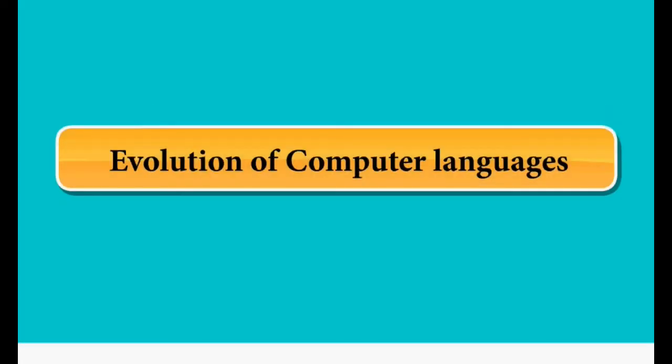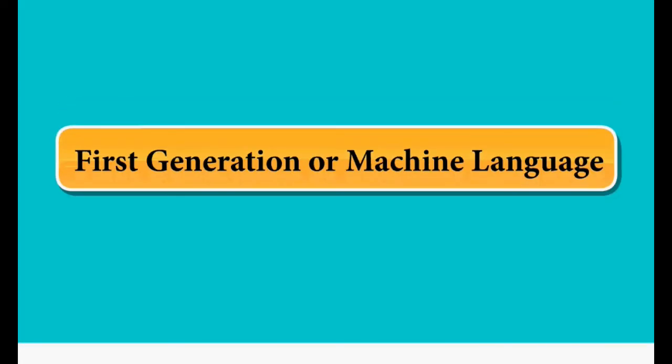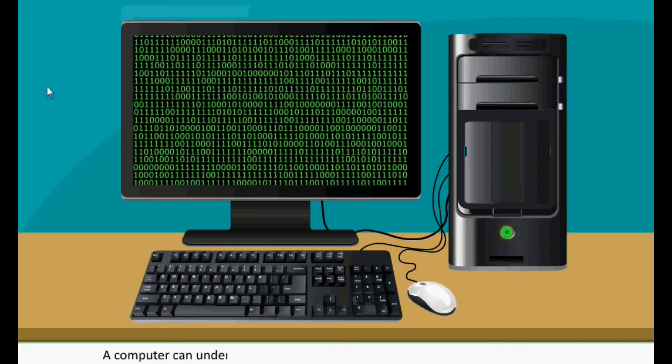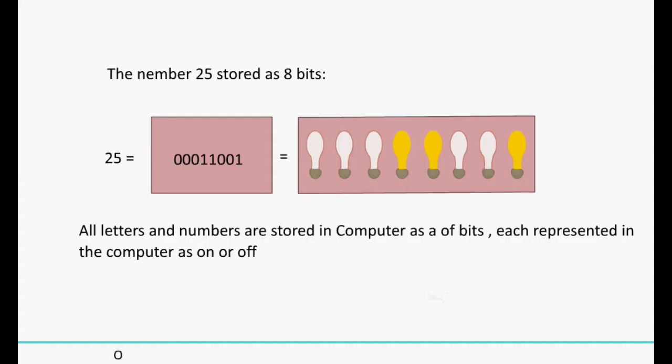Evolution of computer languages. First generation or machine language. A computer can understand only special signals which are represented by ones and zeros. These two digits are called binary digits. On state represents the binary digit 1 and off state represents the binary digit 0.